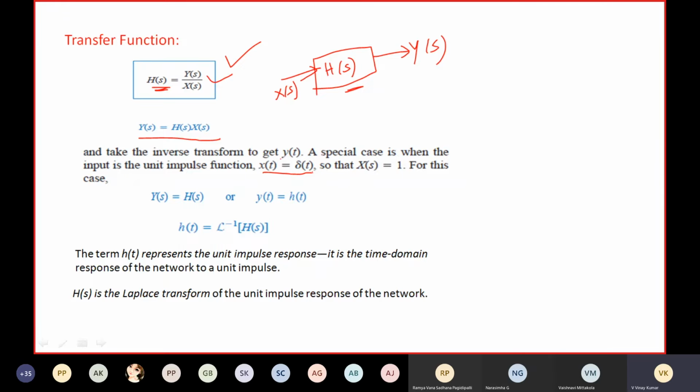Let x of t is equal to del of t. If an impulse input is given to the system, what will be the output? So x of t is equal to del of t. Then y of s is equal to h of s into x of s, right? Here x of t is equal to del of t.